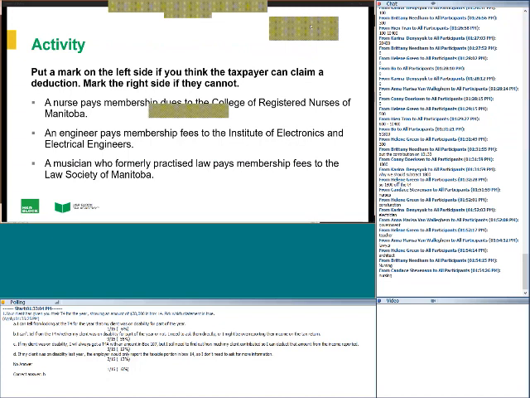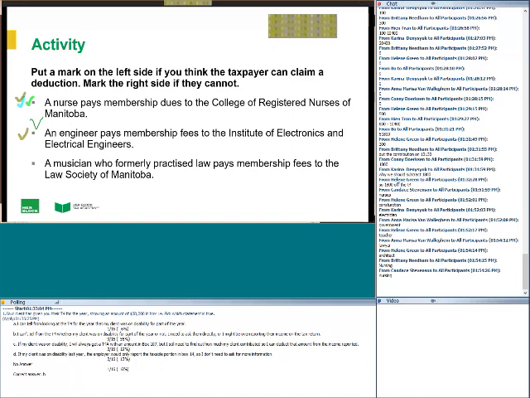I'm going to ask for some annotation here. Okay, you have your toolbar at the top there. Put a mark on the left side if you think they can claim the deduction, and a mark on the right side if you think they can't. So they have brought you membership fees. They say, I am paying membership fees to this organization. They want to put it on their tax return.